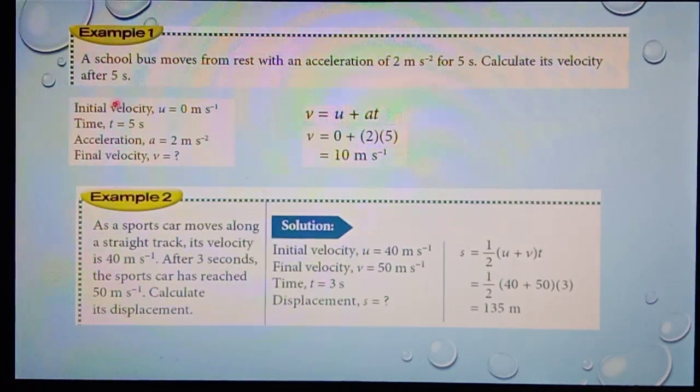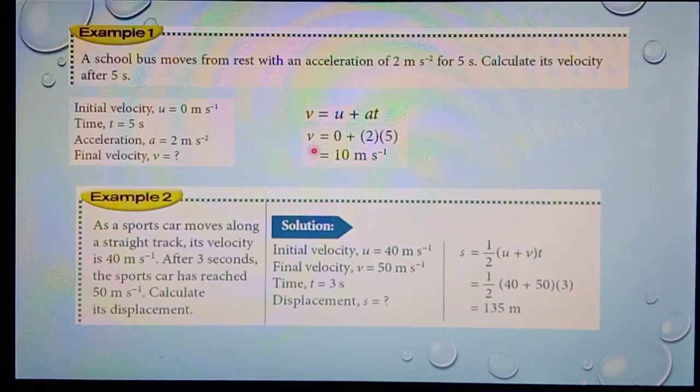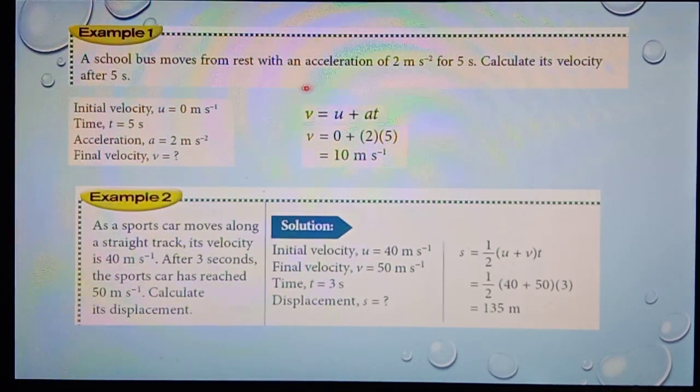If you list down all the information given, you have u, t, a, and you want to find v. There's no s here. The equation with no s is only one, the first equation. So use that equation: v equals u plus at.